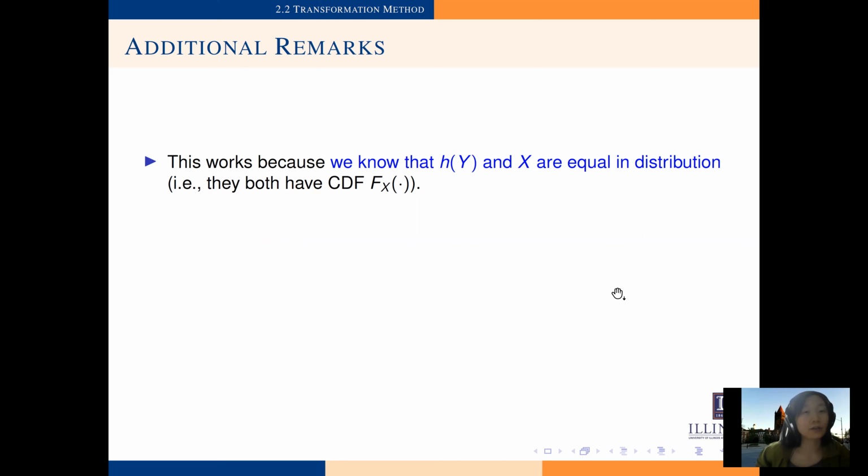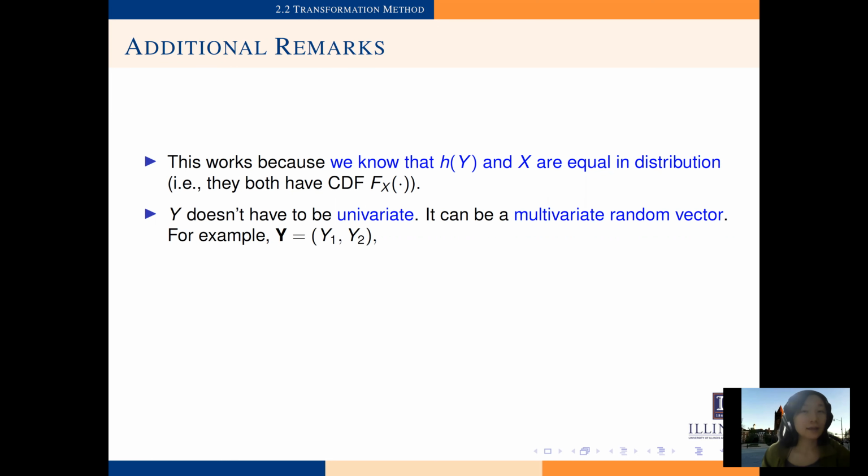This method, also known as the transformation method, works because we know that h of y and x are equal in distribution. In other words, they both have the CDF large Fx. Therefore, if we sample the y's and then apply the function h, the samples will have the same distribution as the original x's.